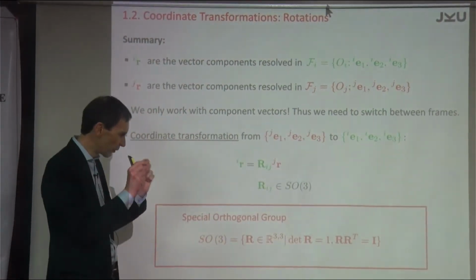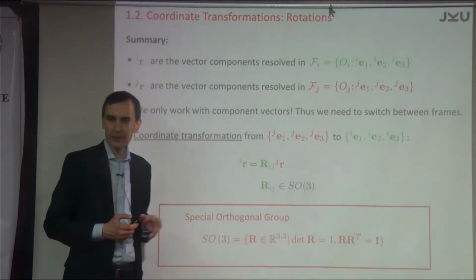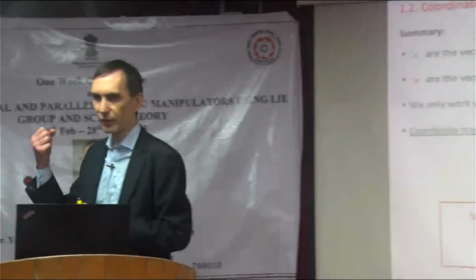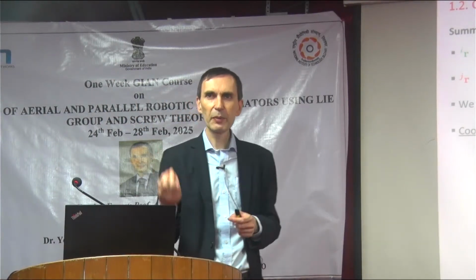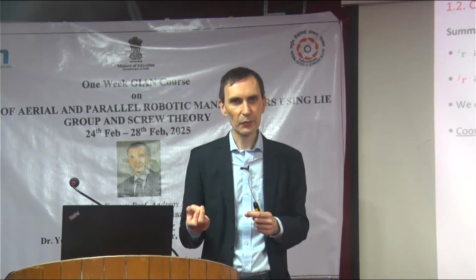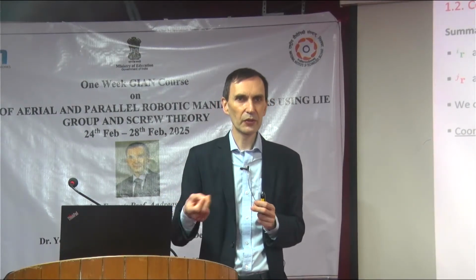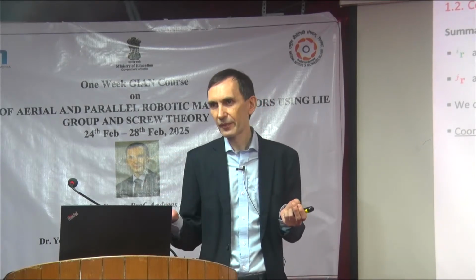Later on I do a bit more on this, but anyway, these matrices we said are orthogonal matrices with the determinant plus 1. Now, when you multiply two orthogonal matrices, what comes out? An orthogonal matrix. Exactly.